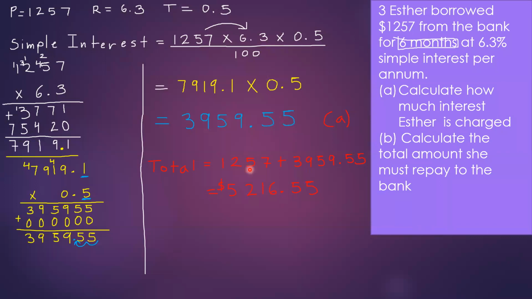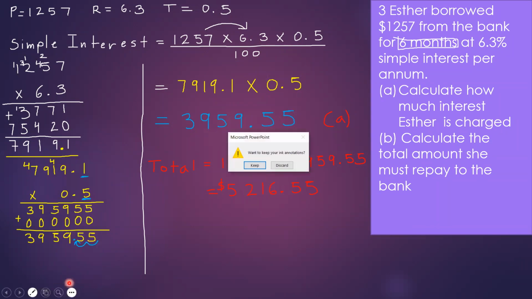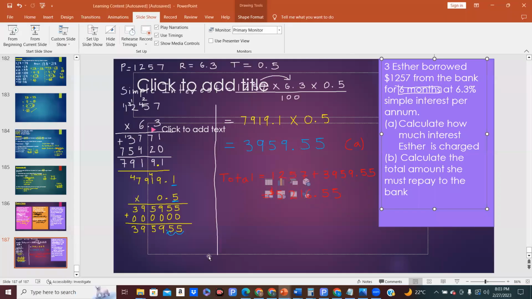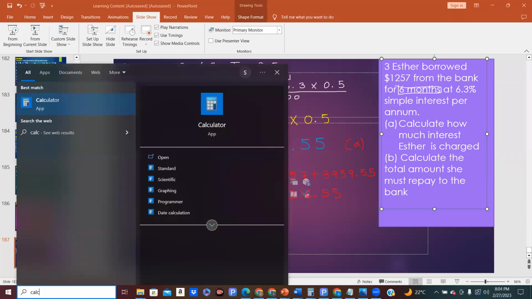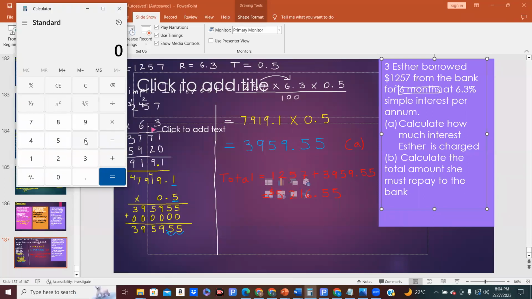How did you get 0.5 from 6 divided by 12? Jennifer, if you do 6 divided by 12, that's 0.5. Let me use a calculator. So if you do 6 divided by 12, that's 0.5. All right. So that's how we got it.